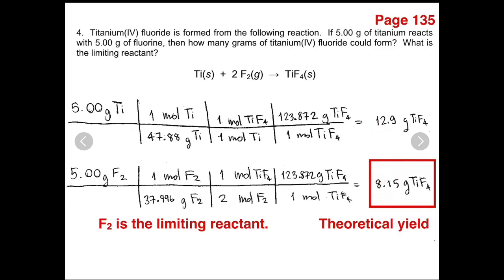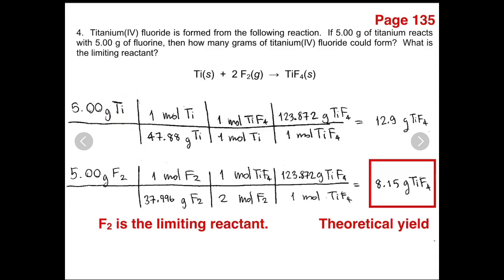Okay, so you need to choose the least amount, because the least amount is the maximum possible amount that can be made, because you have a limited amount of fluorine. At the end of the reaction, fluorine will be all consumed. You don't have any of this left because it has already been converted to the product. The only thing that we are going to have left would be the amount of titanium. Okay, so this titanium would be in excess.